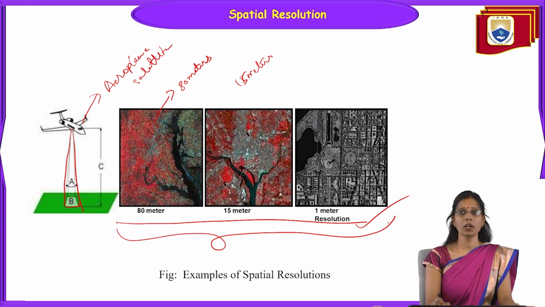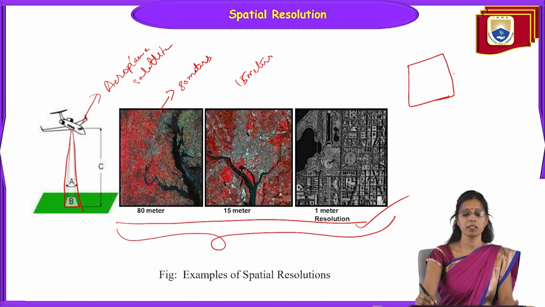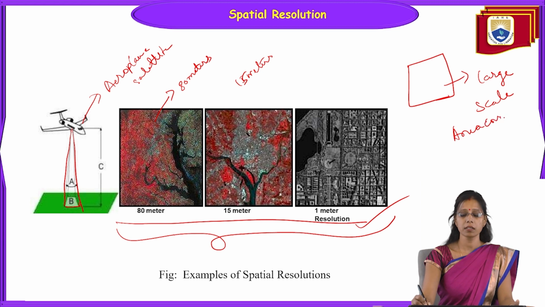So when we talk about large scale, the area coverage will always be less. Why? Because large scale will capture detailed information, but the area coverage is less.